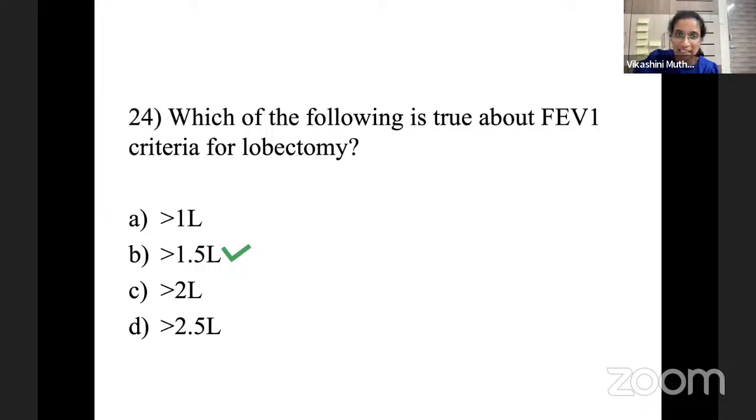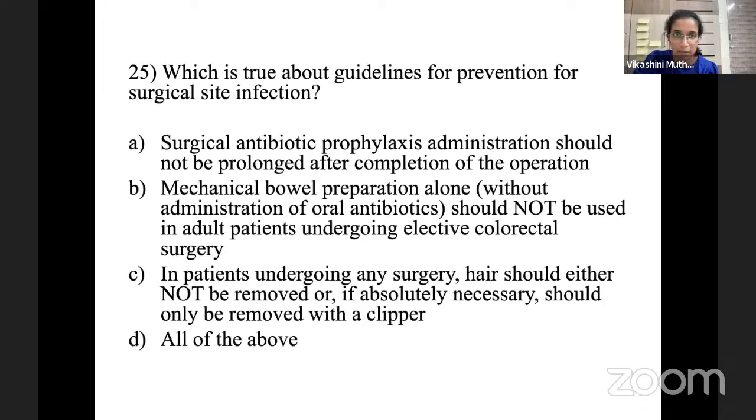So the direct statement was that if the FEV1 is more than 1.5 liters, then you should only go for lobectomy. But if it is more than 2 liters, then you can consider removing the entire lung. Pneumonectomy can be considered. Okay.